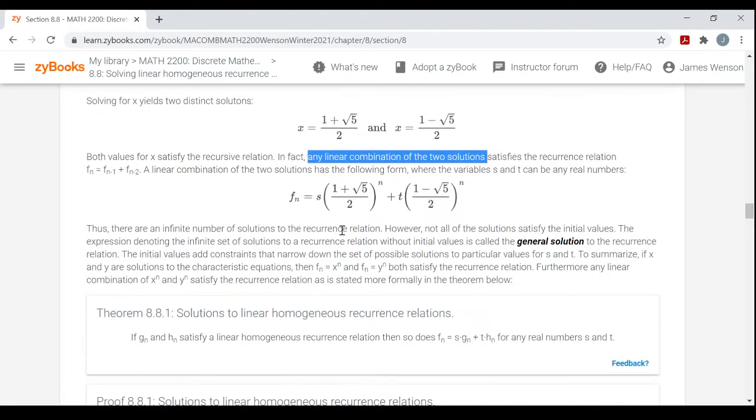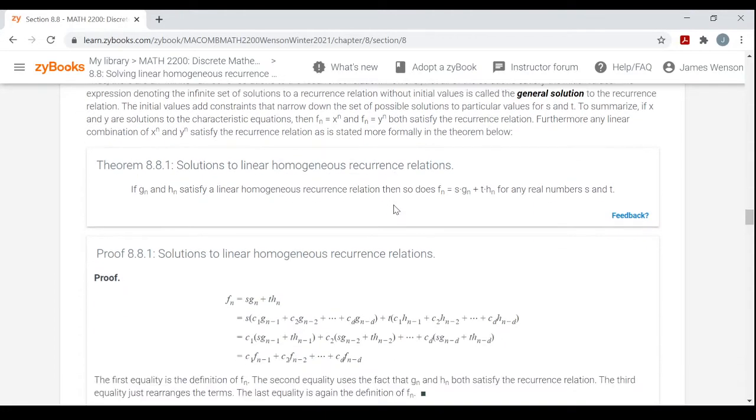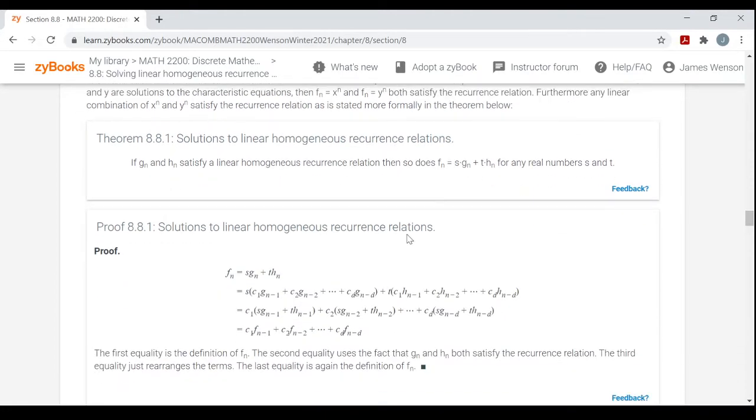And then you have to go and figure out what s and t are using the initial conditions. Sure, this is the general solution, but then you have to find the constants that satisfy the initial conditions. That F0 was 0, F1 was 1. Right now, I'll just state the theorem for you. You can read the proof.